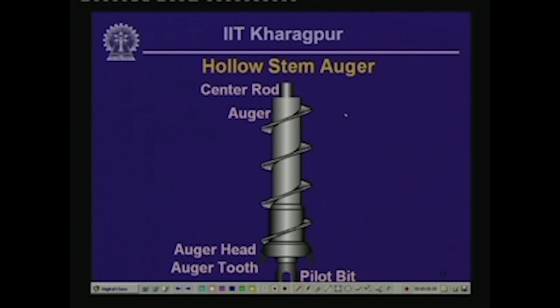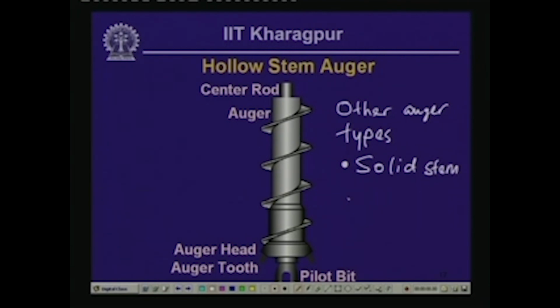There are other auger types as well, which could be solid stem auger or a bucket auger. Bucket augers are of larger diameter typically, they can be up to 60 inches in diameter.